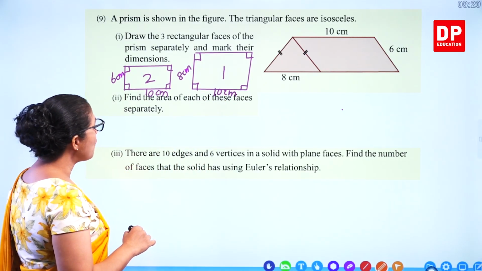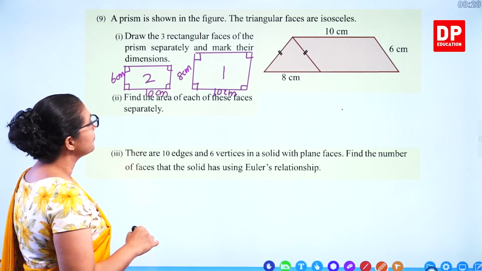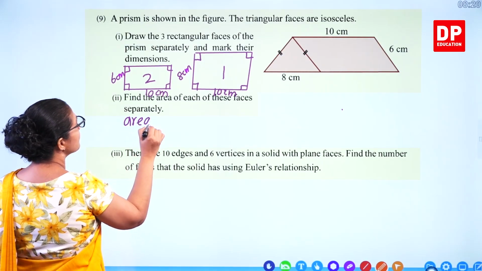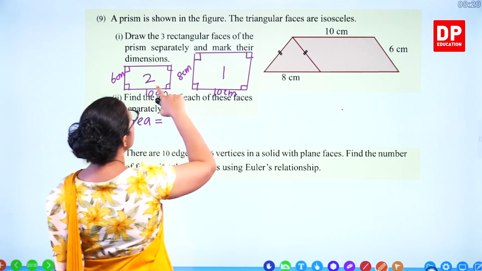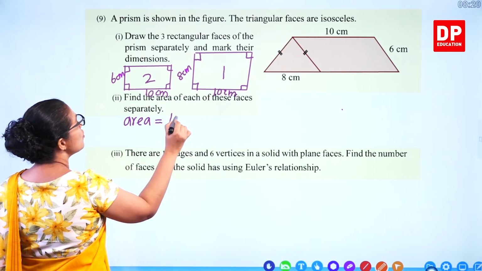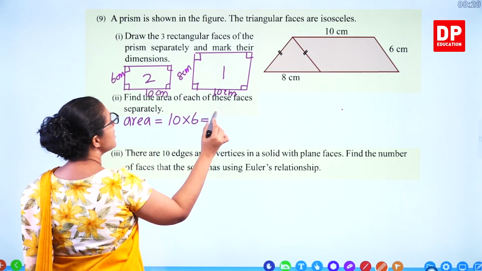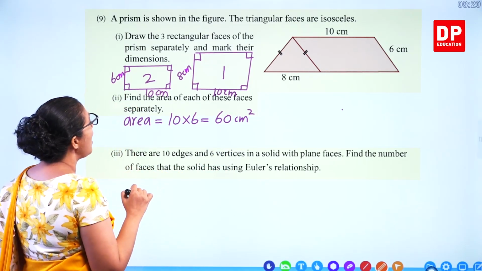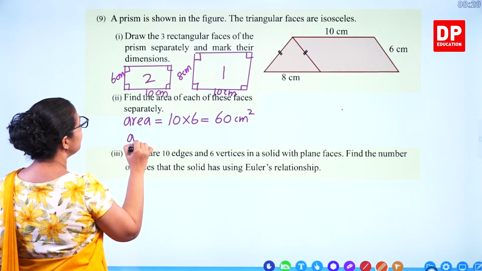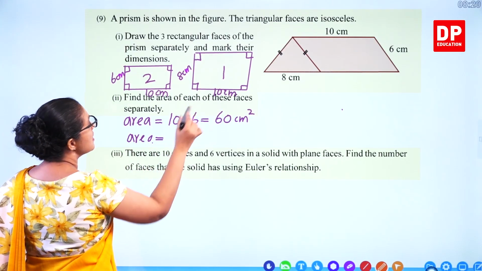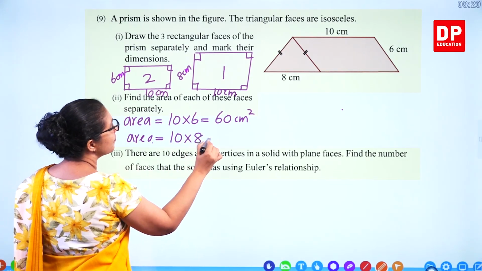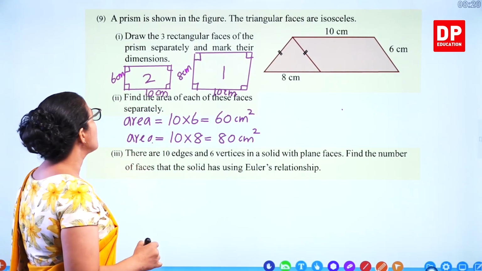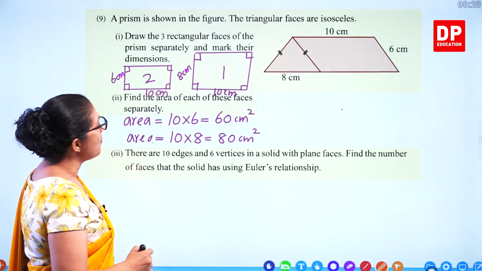Find the area of each of these faces separately. So area, we'll take this one, 10 into 6. So you get 60 square centimeters. And what's the area of the other one? 10 into 8. 80 square centimeters. So you get 2 from this and 1 from that.